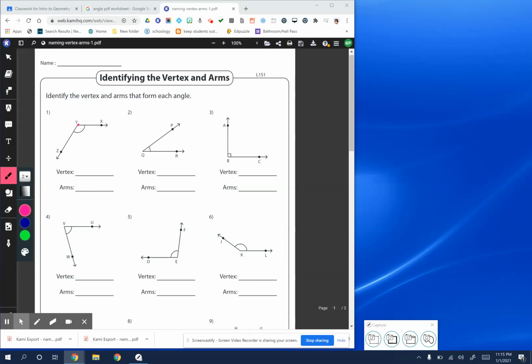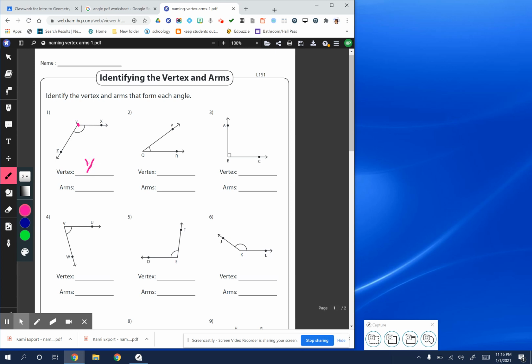Hey everybody. Today we're going to do identifying parts of an angle, otherwise known as angle vocabulary. So the first thing we're going to do is the vertex of an angle, and the vertex would be where your two sides or your two rays come together. So that vertex is the point Y.